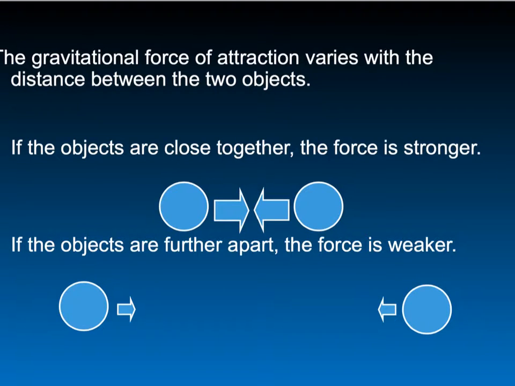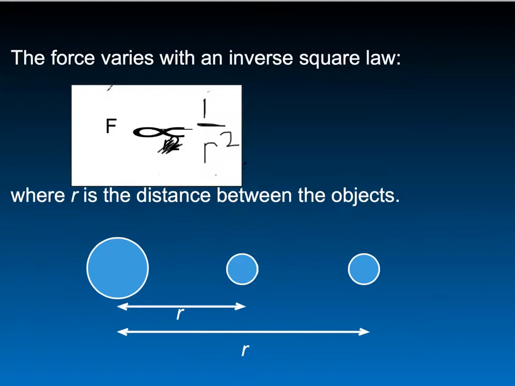As well as the gravitational force varying with the mass of the two objects, it also depends on the distance between the two objects. If the two objects are close together, then the gravitational force of attraction between them is stronger. If the objects are further apart, the force is weaker. The gravitational force of attraction varies with the distance between the two objects. It varies in proportion to an inverse square law. This is the inverse square law that it follows.